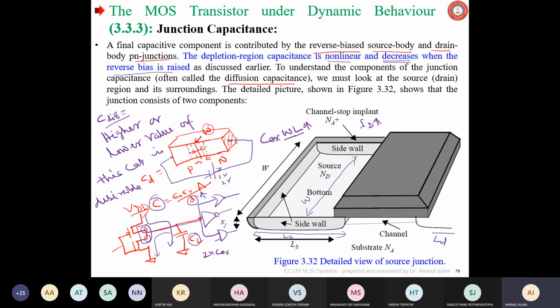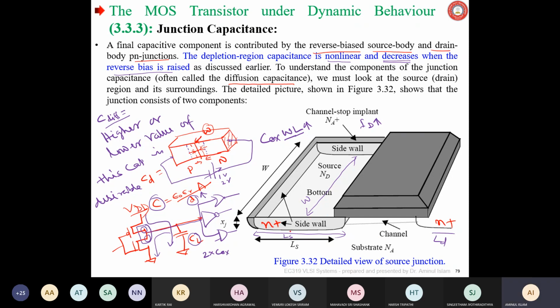Further, we have to see more capacitances. We have not discussed the drain diffusion and source diffusion capacitance, and how it is calculated here. See, this is the N plus region. This side also you will have the N plus region. We are not showing it; we are discussing one side because it is symmetrical.